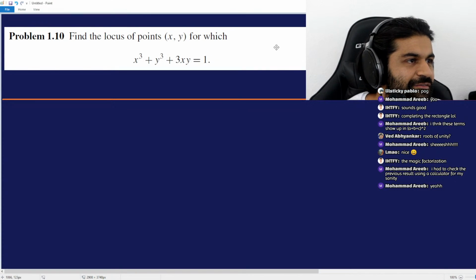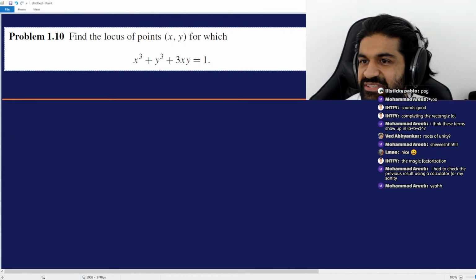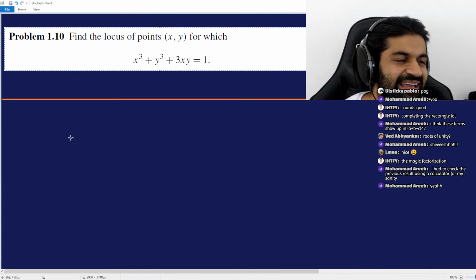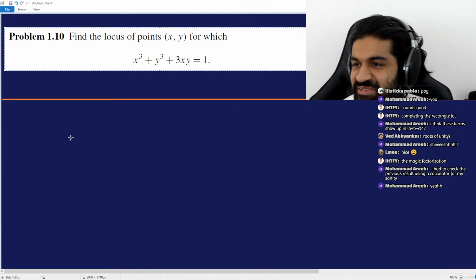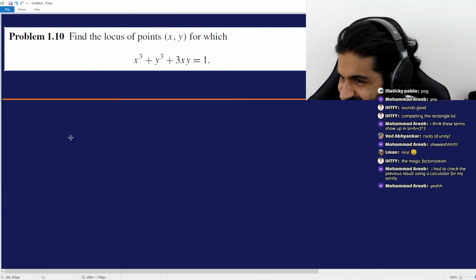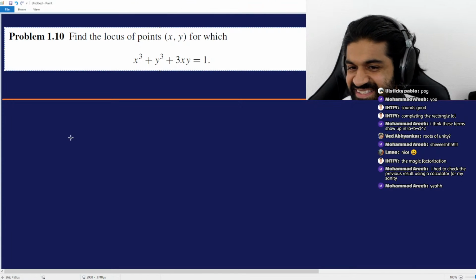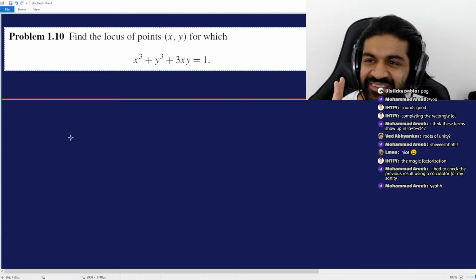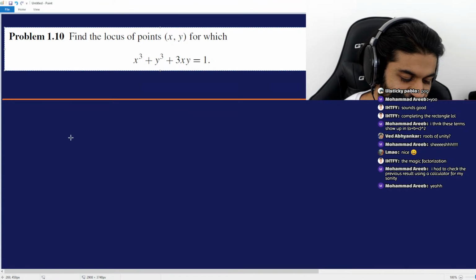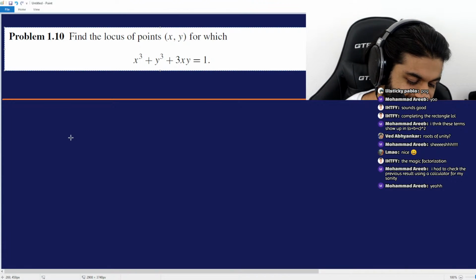Okay. Find the locus of points x, y for which x cubed plus y cubed plus 3xy is equal to 1. Okay, this should already be looking very, very familiar to you guys. What do you think the locus is going to be? I'm going to wait just like 30 seconds because I feel like this should be eminently doable given everything we have discussed so far.